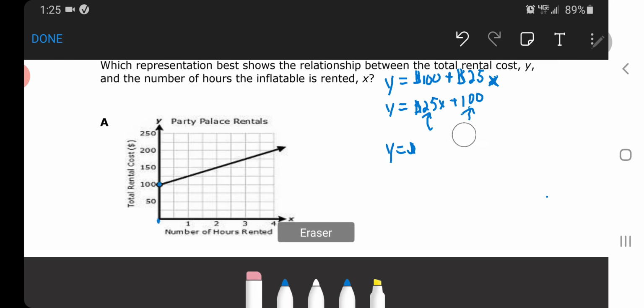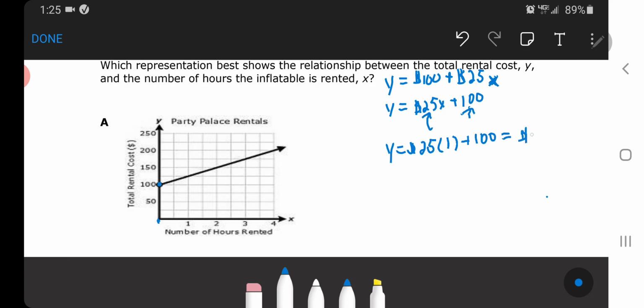give myself a little room here. 25 times 1 hour plus 100. Well, we should get, 25 times 1 is 25 plus 100, we get 125. So at 1 hour, we should be at 125. I'm going to do one more. Y equals, 2 hours. Take that 25 times 2 for 2 hours plus 100. And of course, 25 times 2 is 50, plus 100, we get 150.